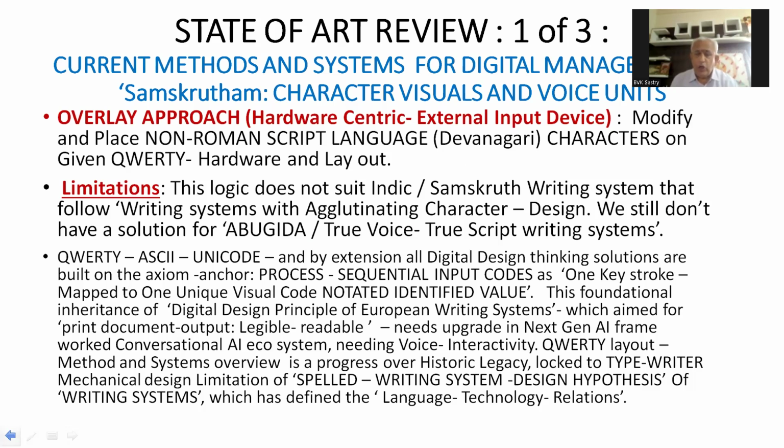That is human machine interactive systems. Are we ready to work with Sanskrit Samvad as a conversation with the existing technology? How appropriate are they? So the current state of art uses the overlay approach, for the last 60 years. What 60? Okay, 1960, 40 plus 20, 60 years. It is a hardware centric, external input device approach. So keyboard is an external device. In a laptop it is integrated, but it is still separate from the OS and the screen and internally wired connected.